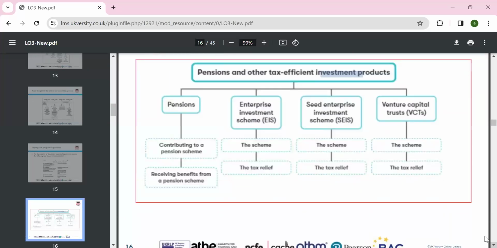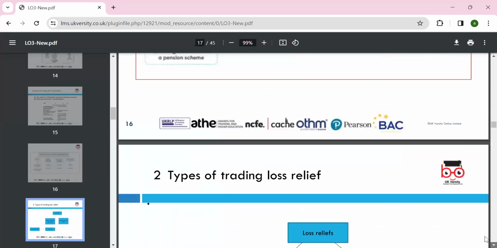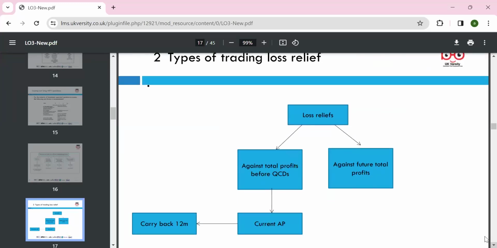So that's where we can look at pensions and other efficient investment products. So pension contributions to a pension scheme, enterprise investment schemes, various investments, seed enterprise investment. We need to look at those; for some industries, some sectors, we have sector relief as well. So we can carry on looking at which sector we are doing. For our assignment, we can pick any example from our book, which will be absolutely fine to address the learning outcome.